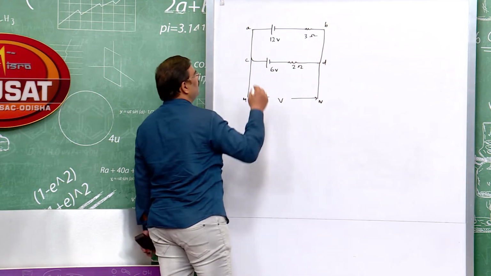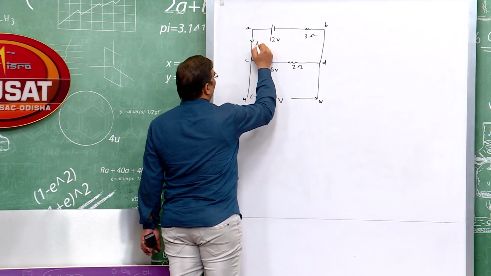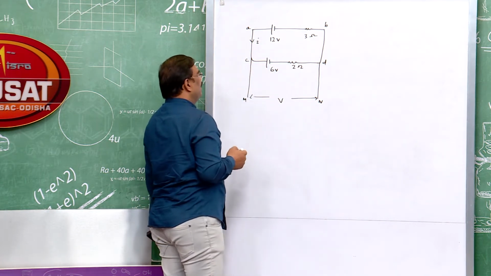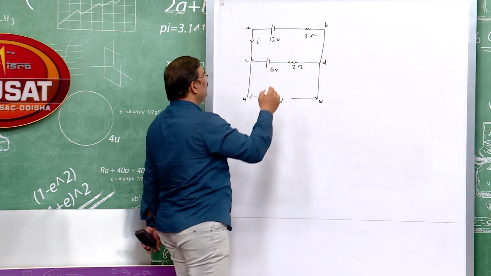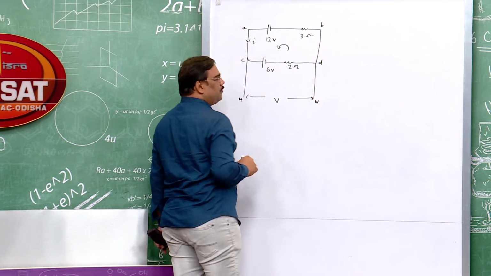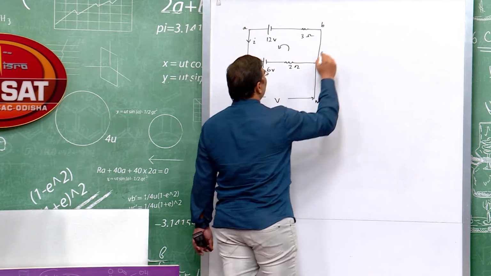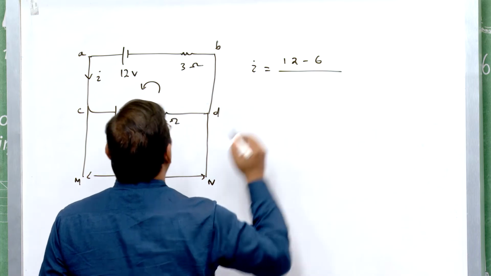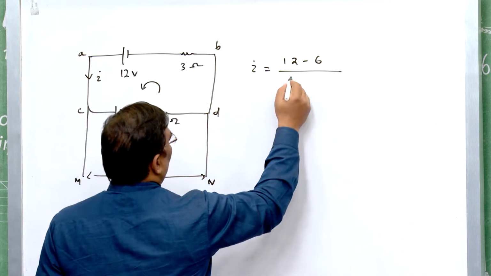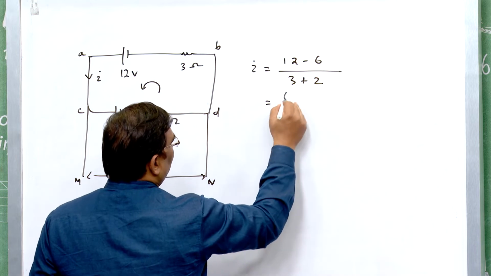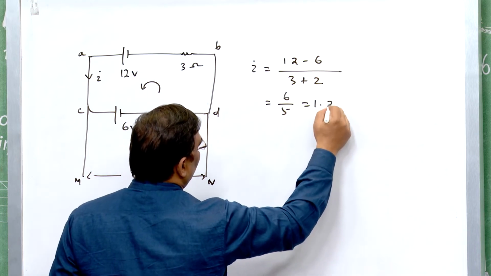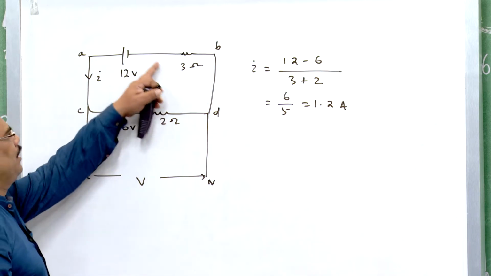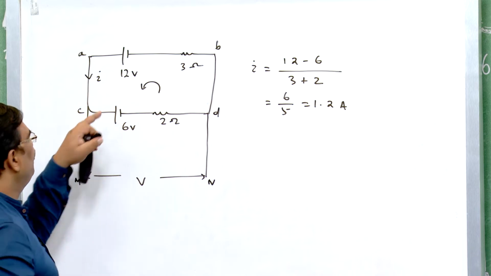To calculate this, suppose my current is I here. This is disconnected, so the current will flow in this circuit. So, my current is I here. Now, let us apply Kirchhoff's law here. Applying Kirchhoff's law, what we get? My I is equal to 12 minus 6 divided by 3 plus 2. So, it is 6 divided by 5, it is 1.2 ampere. So, current in this part of the network is 1.2 ampere.